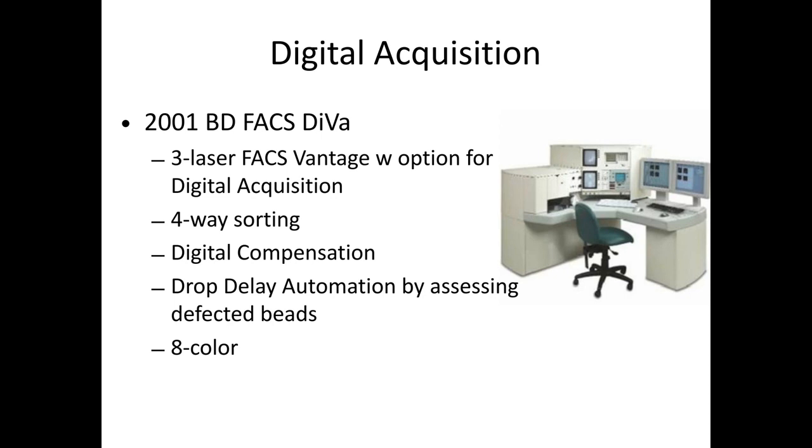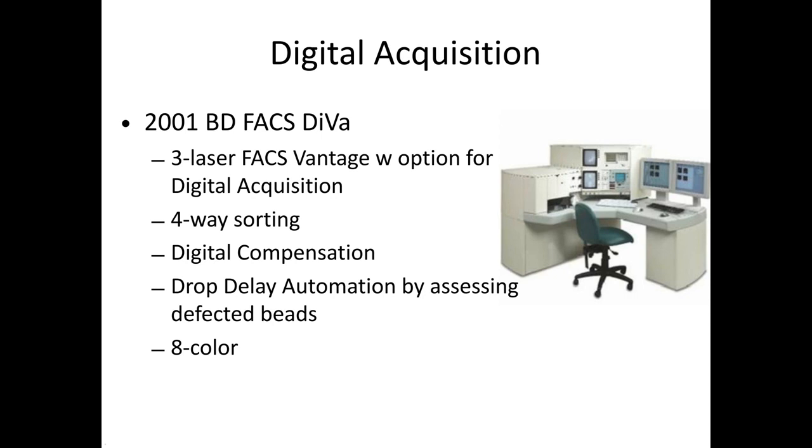But that wasn't the only cool feature with the Vantage. One of the great things was the drop delay was automated. And there's a couple different ways to do it. But back in the old days, we basically sort puddles of beads, or people would do the 10-drop method. There's all these different, very manual methods. That was just one of the big chores of setting up a sorter.